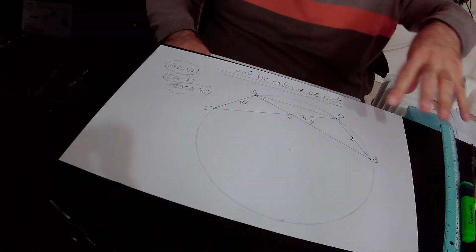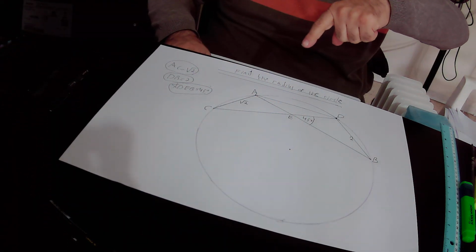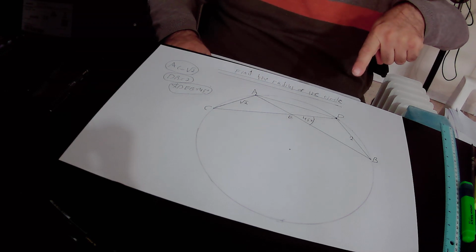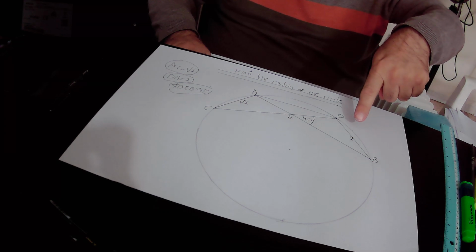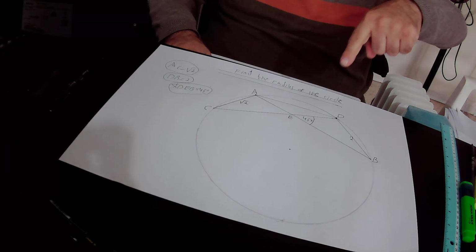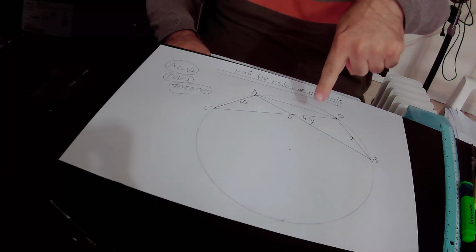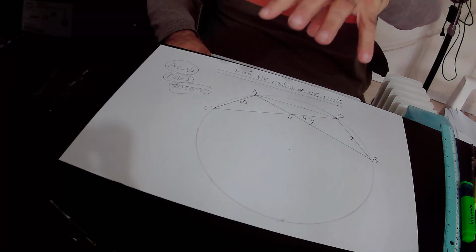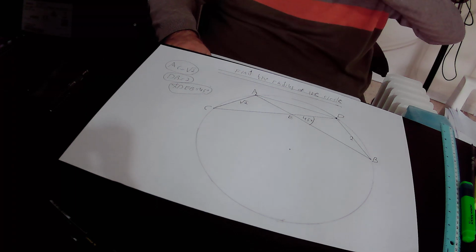Hello, in this lecture we'll find out the radius of the circle. In the drawing we have a circle. Inside the circle we have chord AC that is equal to square root of 2 units, chord DB equals 2 units in its length, and this angle DEB equals 45 degrees, and our mission is to find out the radius of this circle.